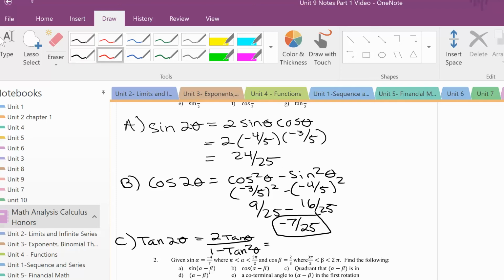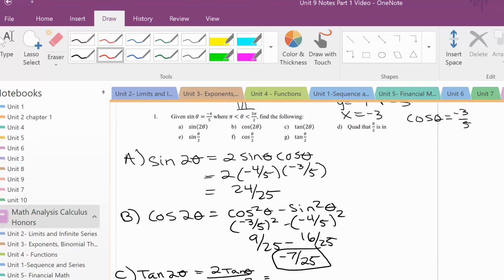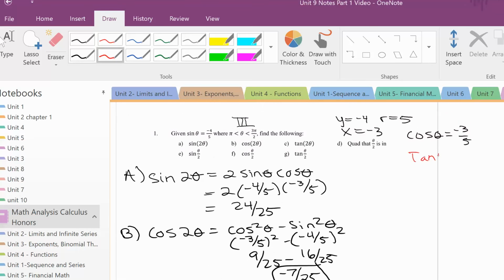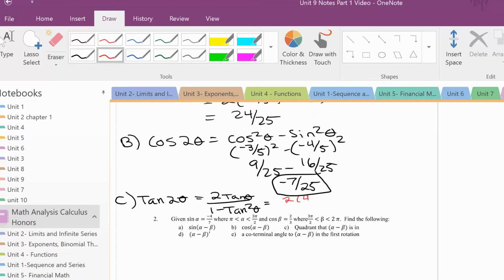But let's say you didn't have sine theta, cosine theta, you just had to find the tangent, or sine of 2 theta and cosine of 2 theta. The tangent here, remember, of theta would be y over x, so it'd be 4/3. So if I put it in the formula here, I have 2 times 4/3 over 1 minus (4/3) squared. So you have 8/3 over 1 minus 16/9, so it's going to be -7/9. So you go 8/3 times 9 over -7. So you get -24 over 7.